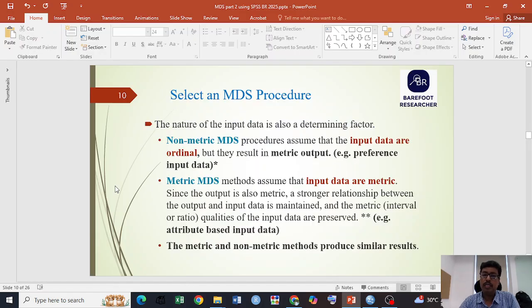So how do you select the particular procedure? For our case, since we are comparing one brand to another brand, it's ordinal data we use. But if you would like to measure with respect to certain attributes, like in the toothpaste example, say cavity protection, you can measure that set of brands in terms of cavity protection. Can you rate it 1 to 5?